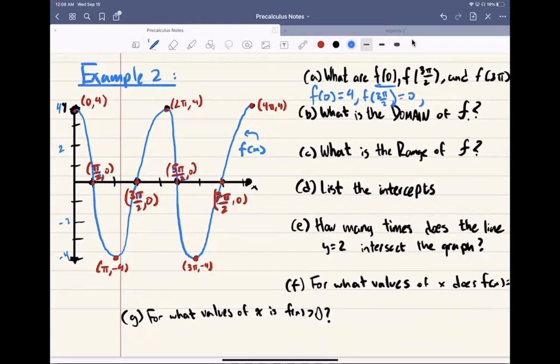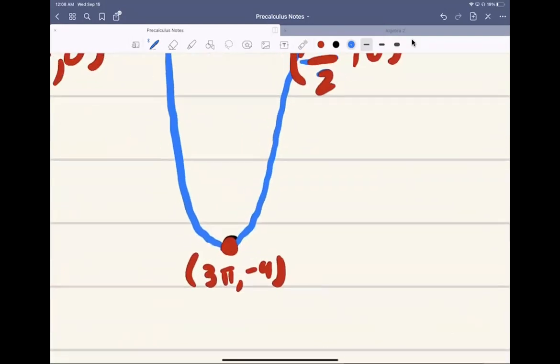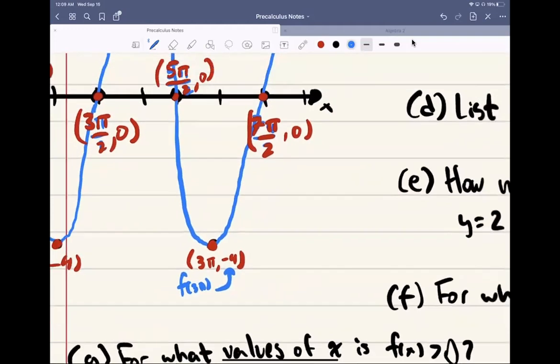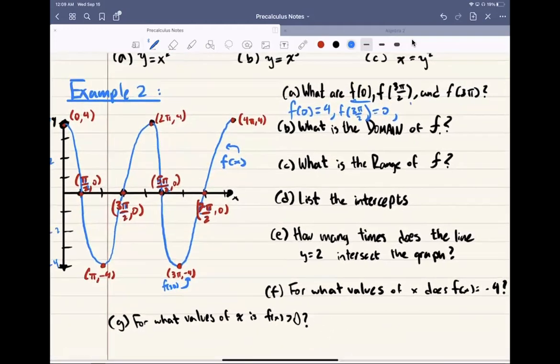And lastly, it says, what is f of 3 pi? Well, where is 3 pi? If you look at our graph here, 3 pi is right here. This is our f of 3 pi. It's going to be this part right here, the -4. So we're going to write f of 3 pi is equal to -4. And those are the values.